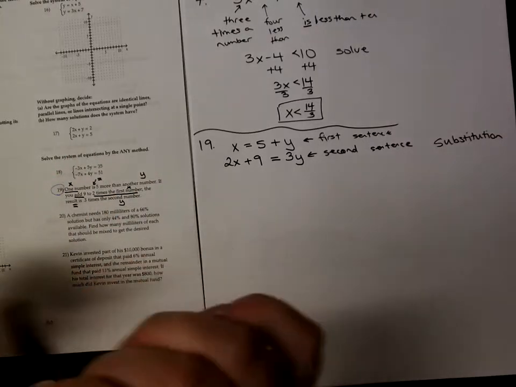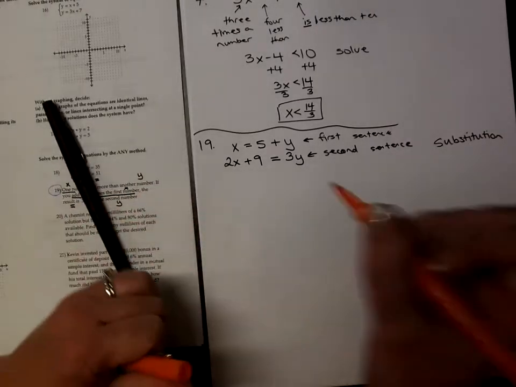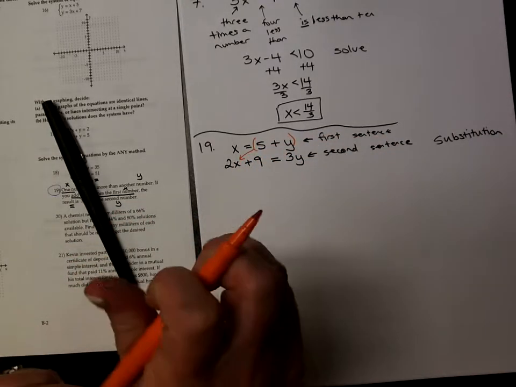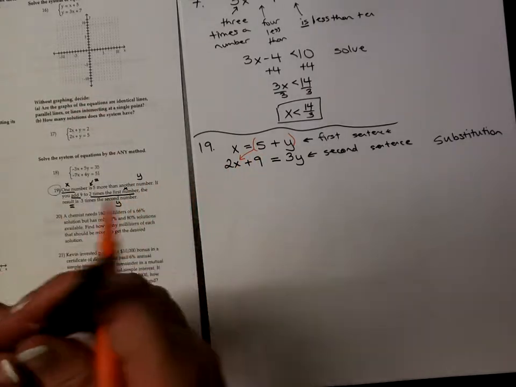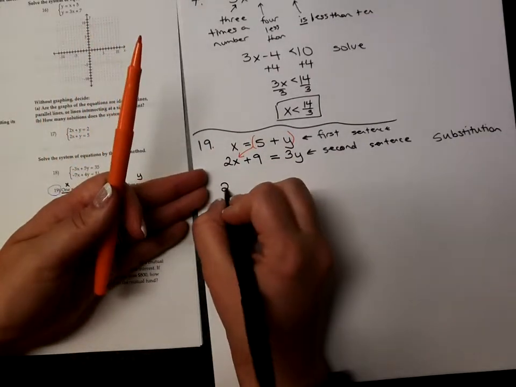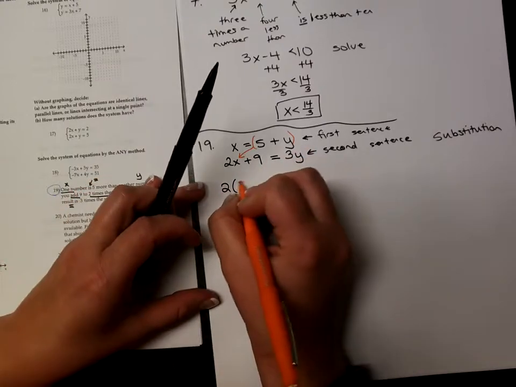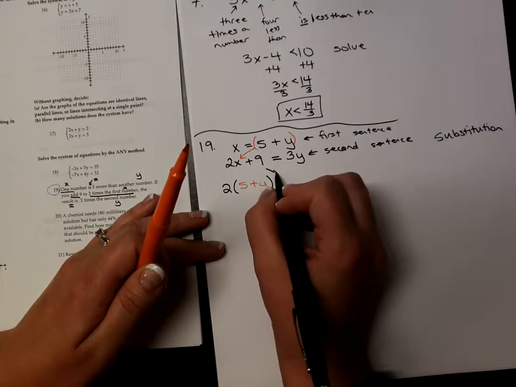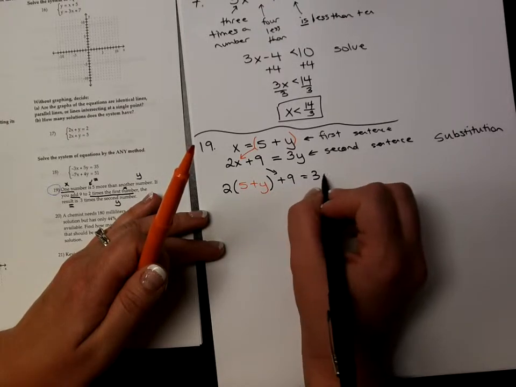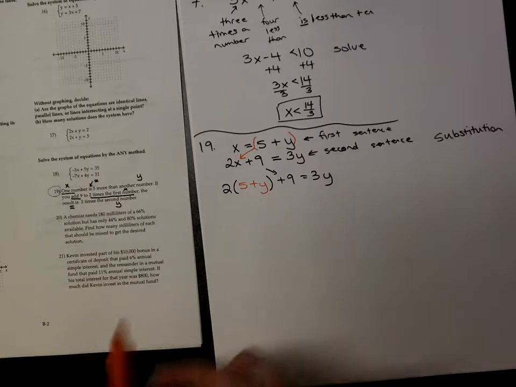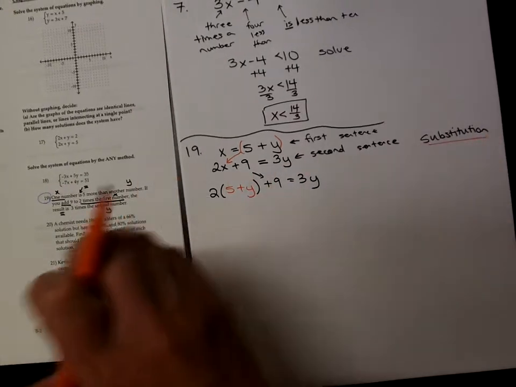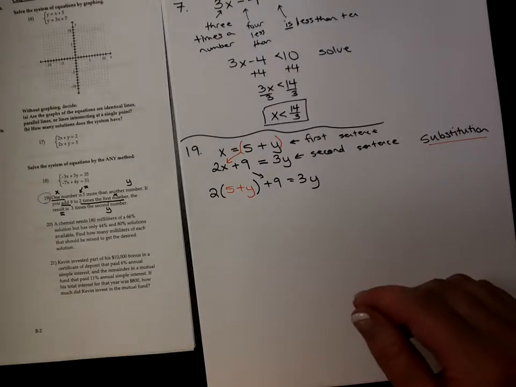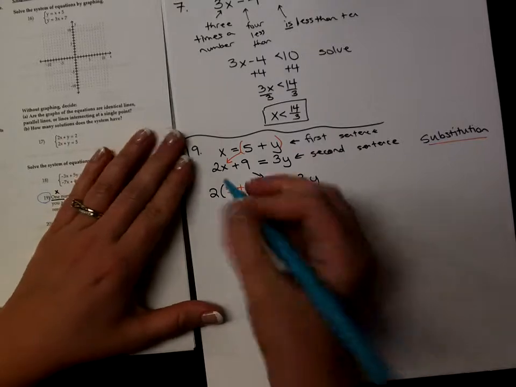Let me change colors. I'm going to take what x is equal to and plug it in where I see x. So that's going to give me 2, and then instead of x, I'm going to put 5 plus y, and then still plus 9 equals 3y. So that's using the substitution technique from chapter 4. Again, I think the translation is the hard part. Then the solving is easier.